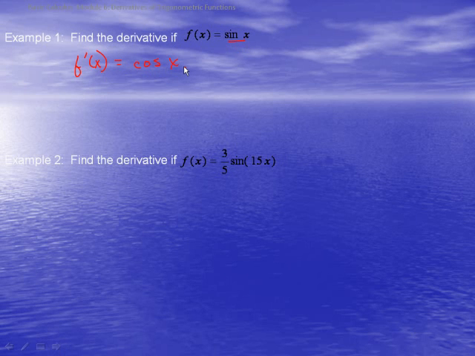In example 2, we're finding this derivative. Now here we're going to have to use the chain rule because we have something inside. So f prime of x would be equal to 3/5 times the derivative of the outside, which is the derivative of sine would be cosine. Then we're going to multiply that times the derivative of the inside, which is 15. Now in this case, notice that 15 and 5 will cancel, giving me 3. And so that would be 9 cosine of 15x.